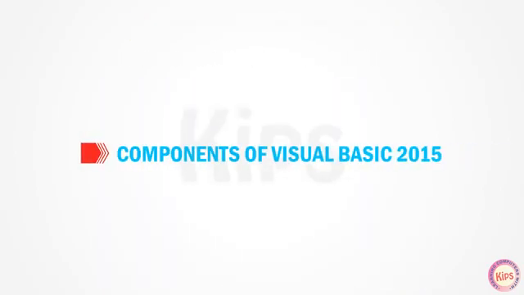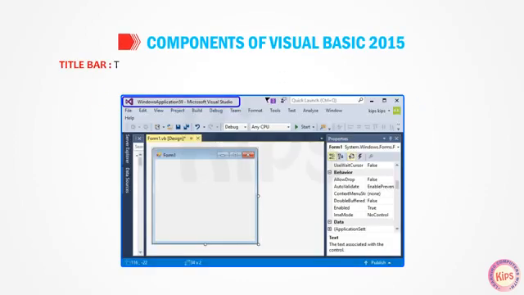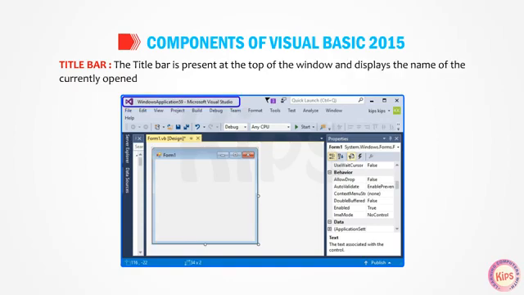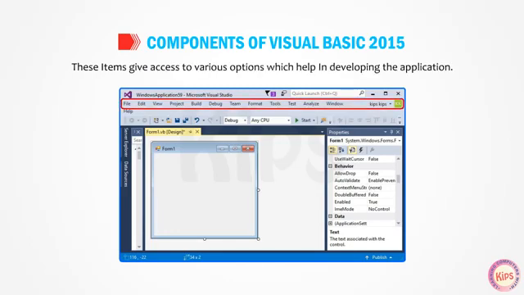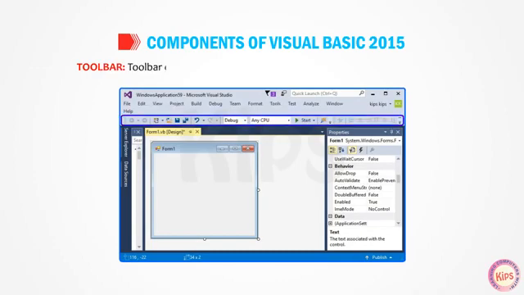Okay, let us discuss the components of Visual Basic 2015. Title bar. The title bar is present at the top of the window and displays the name of the currently opened project. Menu bar. Menu bar contains many menu items and sub-menus. These items give access to various options which help in developing the application. Toolbar. Toolbar contains icons that give access to frequently used menu items. These icons act as shortcuts to the options available in the menu bar.